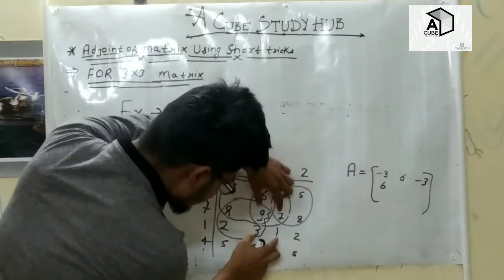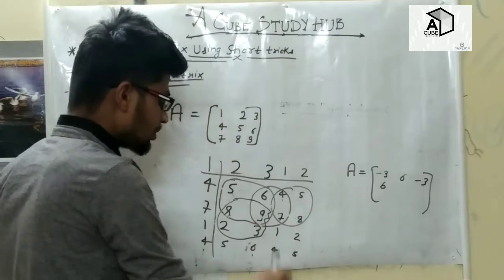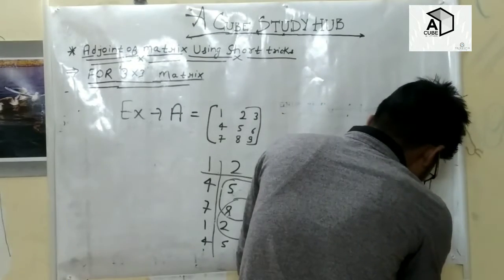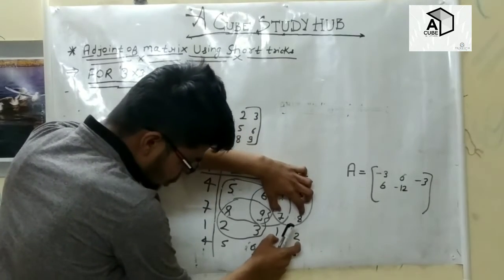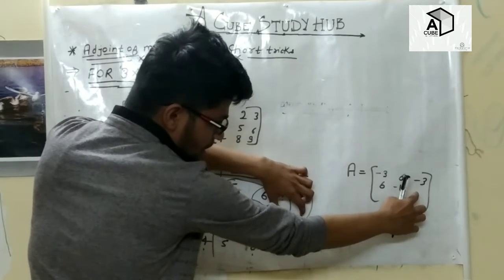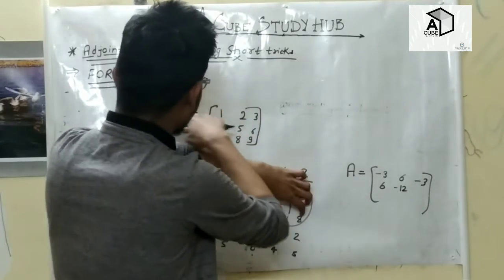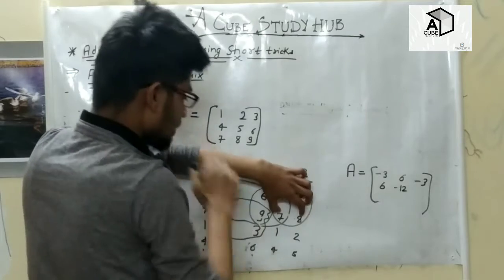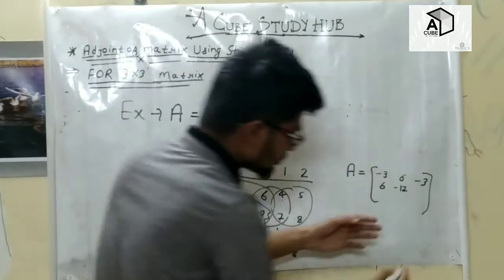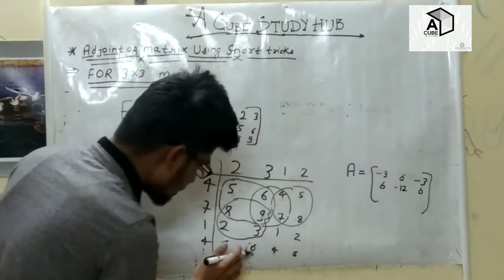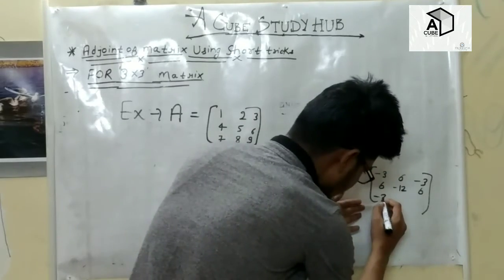Similarly we will take this matrix: 1 into 9 minus 3 into 7, that is 9 minus 21, which gives minus 12. Now we will take this 2 cross 2 matrix to find the element at position A23 of the cofactor matrix. So 7 into 2 minus 1 into 8 gives 6. Similarly here, 6 into 2 minus 5 into 3 gives minus 3.